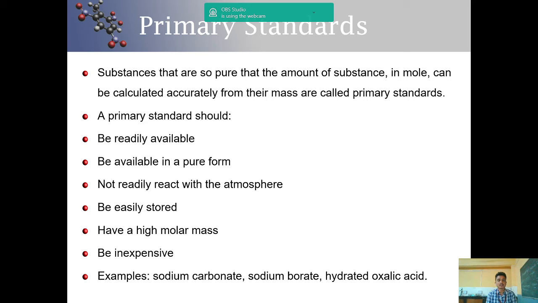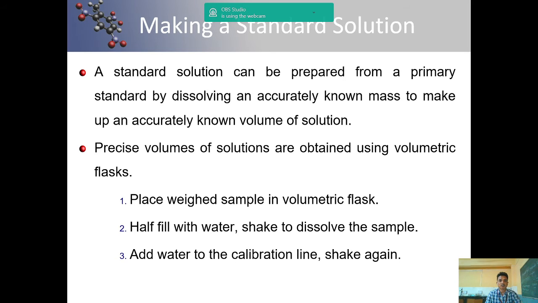So the best examples of primary standard substances are sodium carbonate, sodium borate, and hydrated oxalic acid, which we can also use as a primary standard in volumetric analysis. Okay, so these are the basic requirements of primary standards and the definition of primary standard substances. Now, for making a standard solution, what is the exact process?